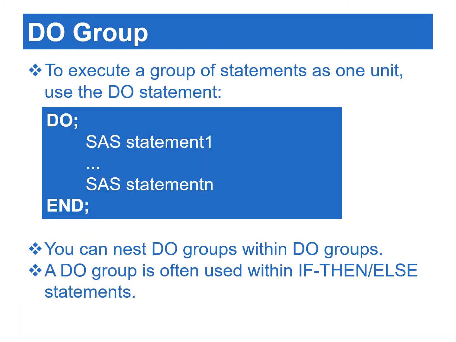Sometimes it is necessary to execute a group of statements as one unit, which can be accomplished by using the do statement. The statements between the do and end statements are called a do group. We can also nest do groups within do groups. A do group is often used within if-then statements.